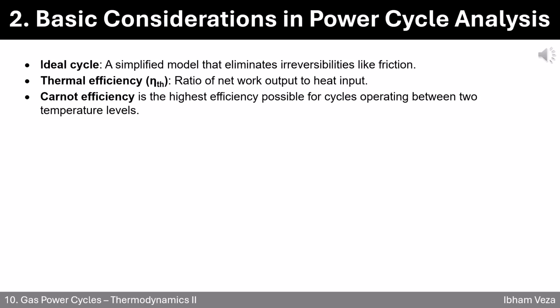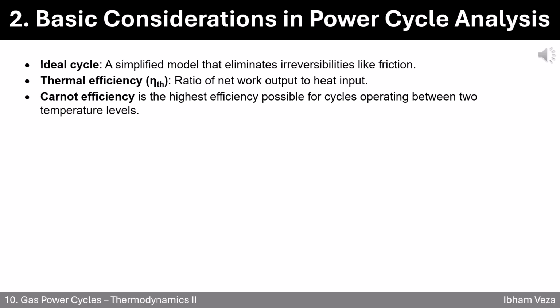Let's go over some basic but essential terms you'll use again and again when analyzing power cycles. First, we have the concept of an ideal cycle. Think of it like a perfect world version of the cycle, where all the messy things like friction and losses don't exist. It's a simplified model that helps us understand the theoretical limits of a system. Next is thermal efficiency. This is one of the most important performance indicators. It simply tells us how much of the heat energy you put into a system gets turned into useful work. Higher efficiency means less wasted energy and better performance.